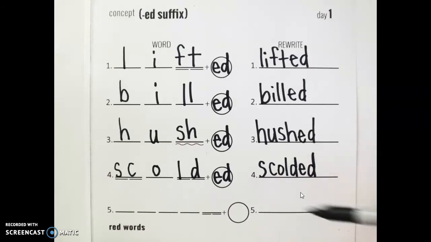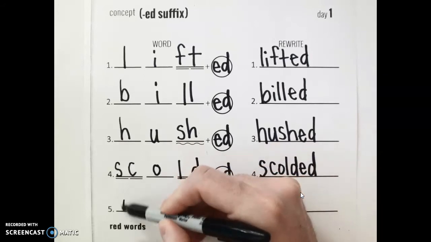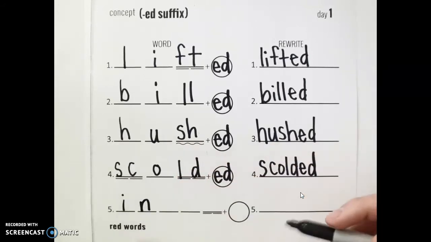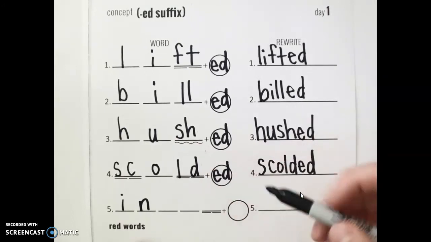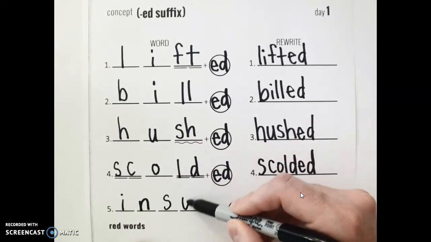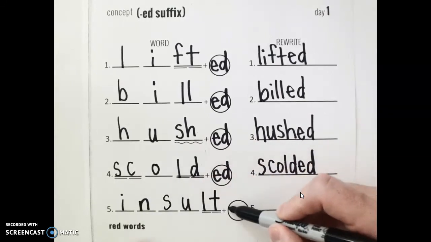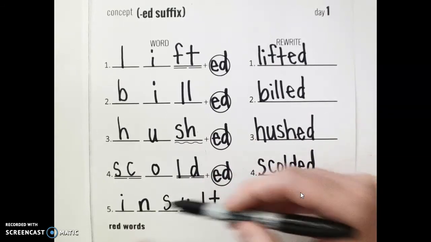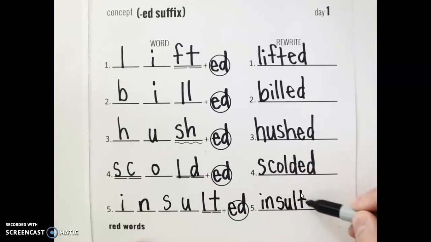And the last word is the word insulted. Insulted. My first syllable is in. In. My second syllable is salt. S-a-l-t. Insult plus id makes the word insulted.